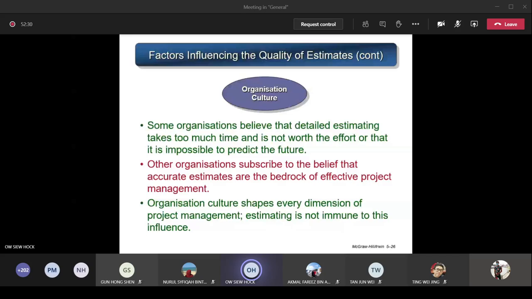Some organizations, the boss will say, no, no, no, we need a very accurate estimation of the cost and the time. Otherwise, it's going to affect the project progress. Then the project may fail. Some will say, no, I need accuracy. Some will say, no, the rough one will do. Organization culture shapes every dimension of project management. So estimating is not immune to this influence. Your boss either believes that you need to do detail, or believes there is no need to be detailed, just the rough one will do. So it will affect what kind of estimation you are going to get.